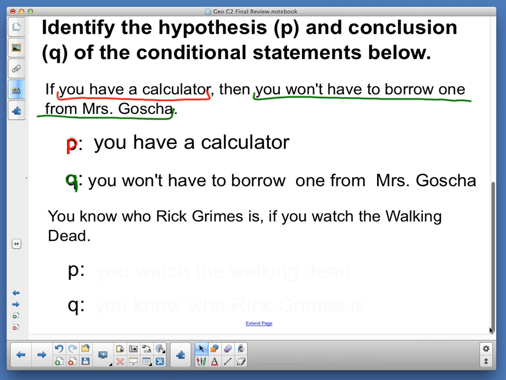Now, it's your turn. You guys determine your hypothesis P and conclusion Q in the statement. You know who Rick Grimes is if you watch The Walking Dead. And be careful. Hypothesis follows if. Hypothesis follows if.